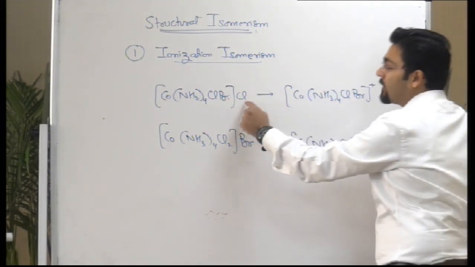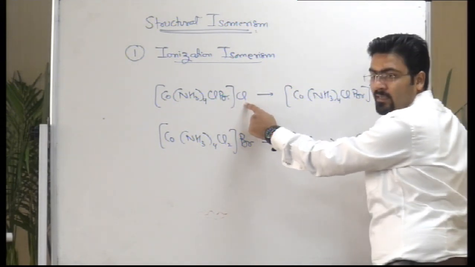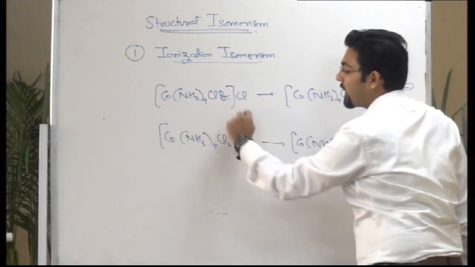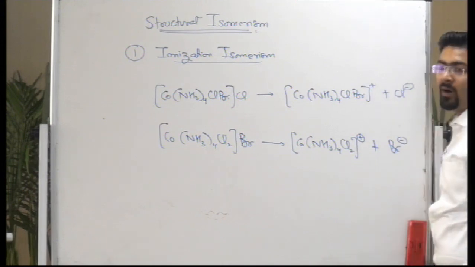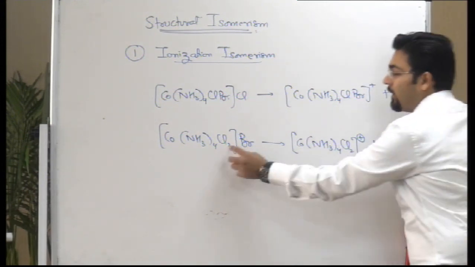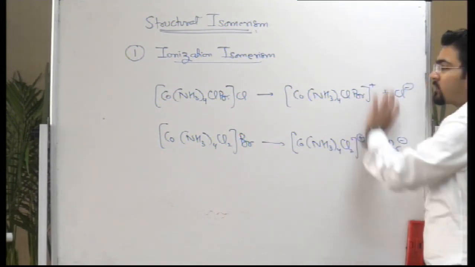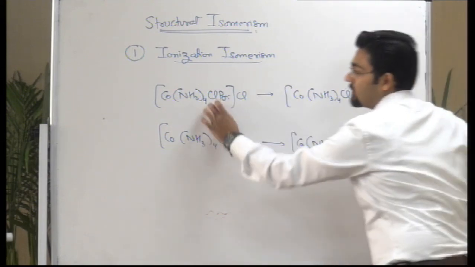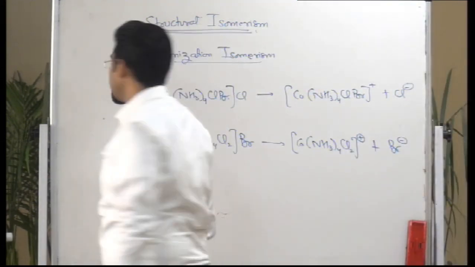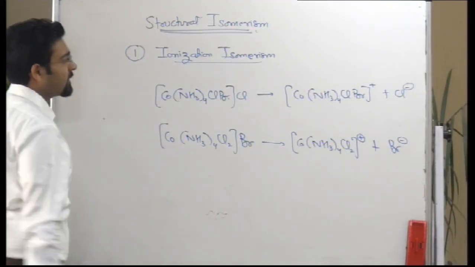Similarly, this chloride ion was earlier ionizable and was not bonded to the cobalt ion, but now it is bonded to the cobalt ion through a coordinate bond and is now not ionizable. So such kinds of isomers are called ionization isomers, and the phenomenon is called ionization isomerism.